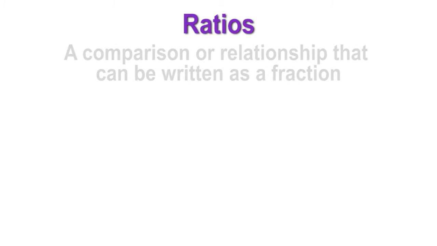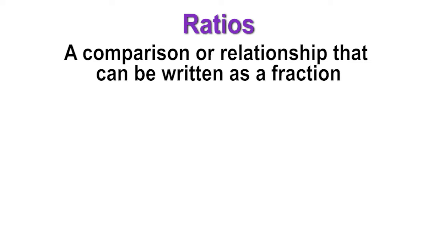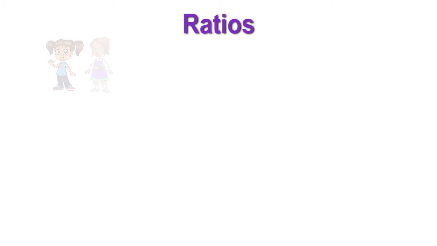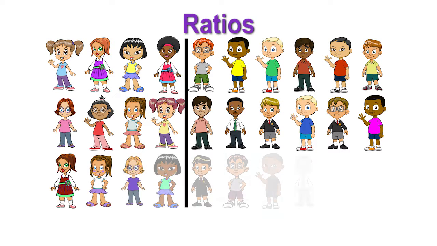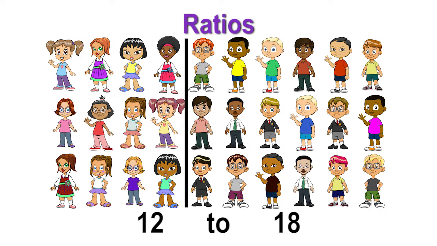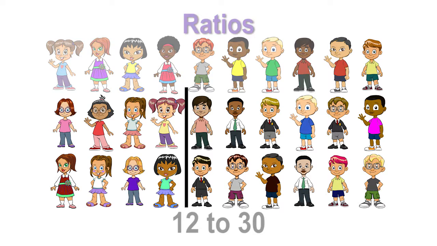In 6th grade, your students will learn about ratios. A ratio is a comparison or relationship that can be written in fraction form. For instance, you can use ratios to compare part to part, such as boys to girls in a class. 12 to 18, 12 girls and 18 boys. Or you can use it to show part whole, the number of girls to the entire class, 12 to 30, 12 girls in a class of 30.